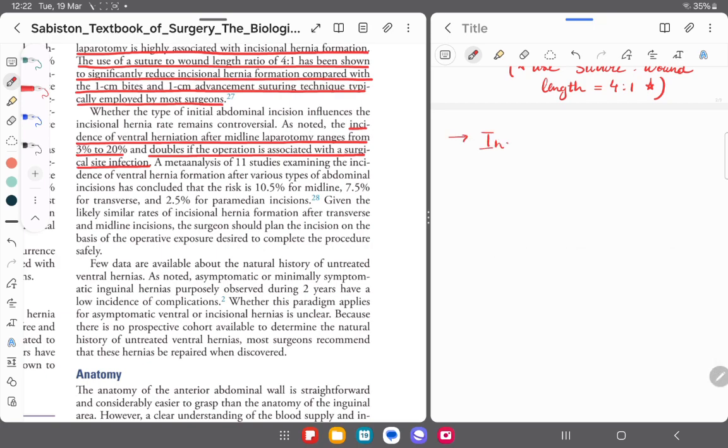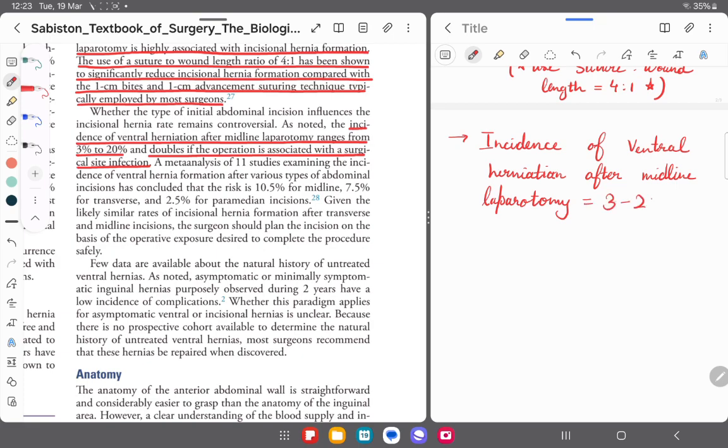So incidence of ventral herniation after midline laparotomy is 3 to 20%, and if there is a surgical site infection, then this range would double the incidence. That means 6 to 40%.